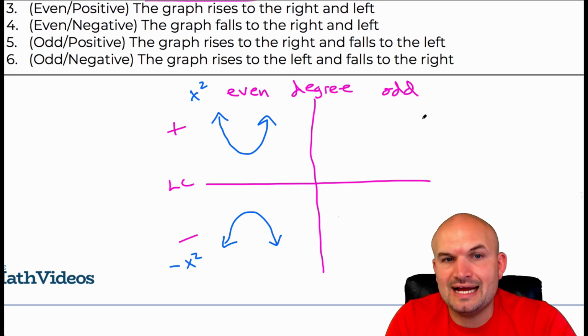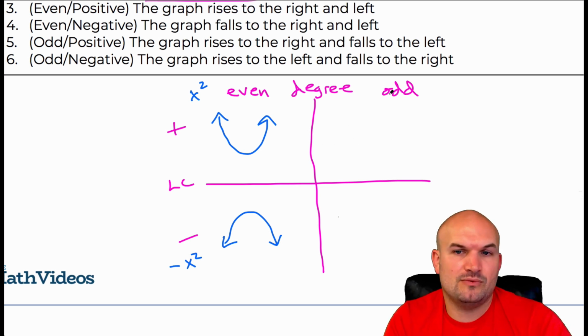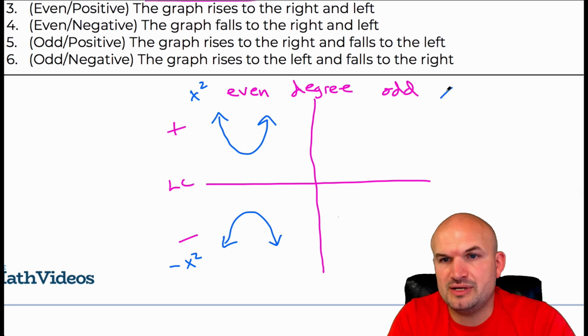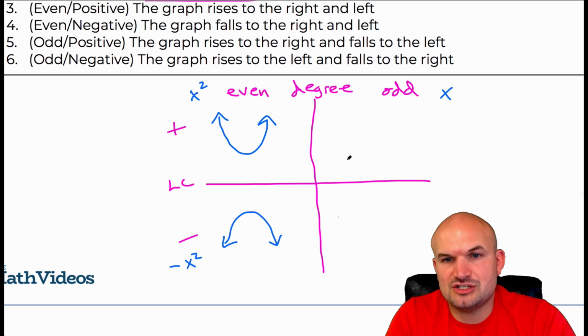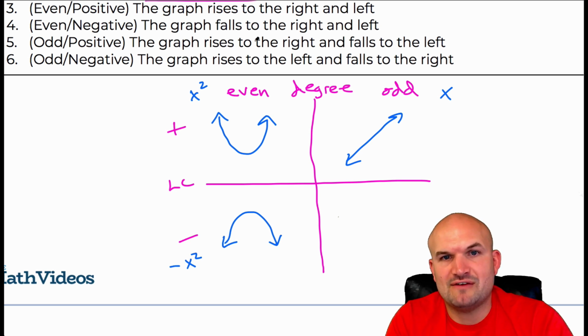If the degree is odd and the leading coefficient is positive, what is that shape? Well, the best function that I like to remember is just the identity function, x. What the graph looks like is just a nice little line. And you can see here when the degree is odd but the leading coefficient is positive, the graph rises to the right and falls to the left, which is exactly what I have here.